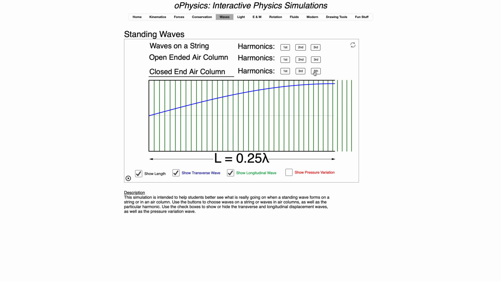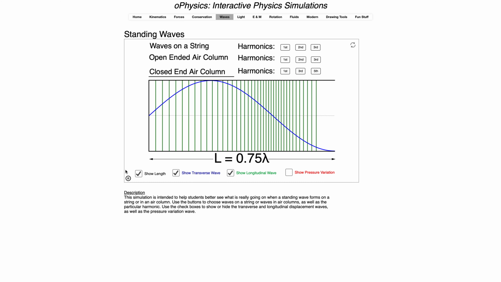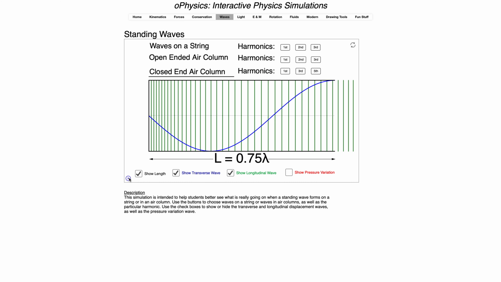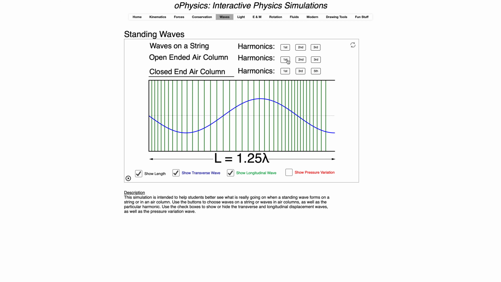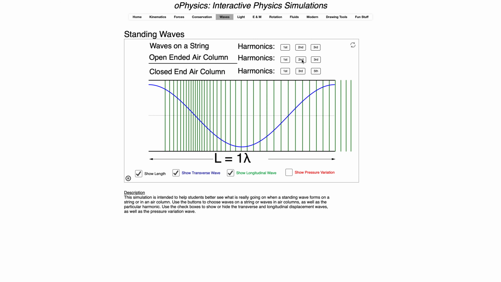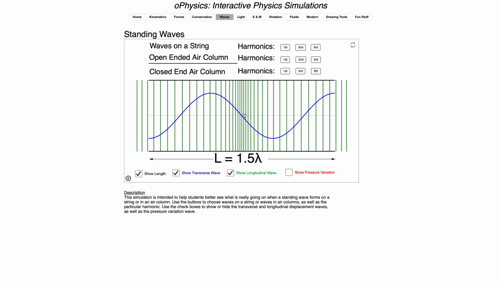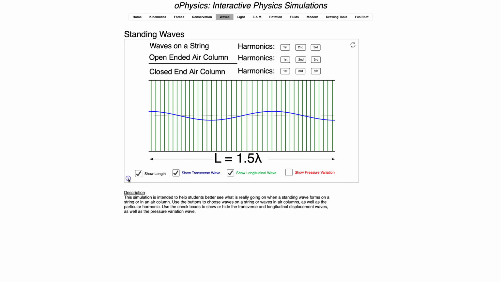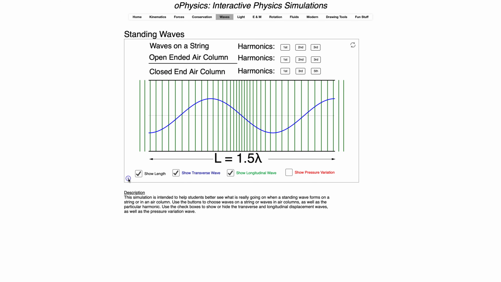So if I go to, let's say, the third, here you'll see that we've made it halfway through a wave and then 1/4 of the next, so that's 3/4 of a wavelength. Then going back to the open-ended air column again, you'll see that we've started here at a trough, we go up to a peak, and then we're back down to a trough again. So at this point we have one complete wavelength. Whereas if I went to the third harmonic here, you would then see 1.5 wavelengths. So you notice we're making half wavelength steps here.